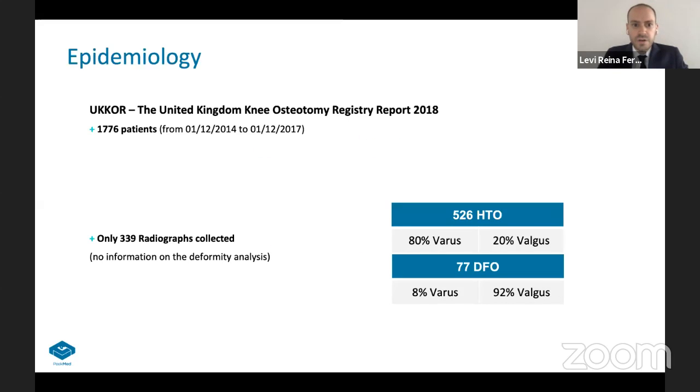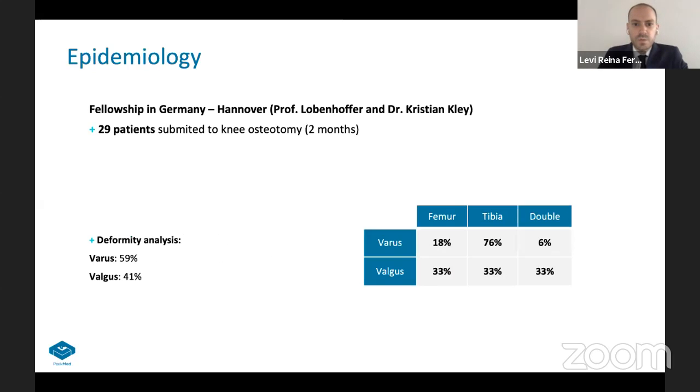The United Kingdom knee osteotomy registry shows us that of around 500 HTOs that are registered, 80% are for varus and 20% are for valgus. Of the DFOs, 8% are for varus and 92% are for valgus. There's no true epidemiological study on the deformities. So in my personal experience, when I was in Hanover in Germany a few years ago, I witnessed around 30 osteotomies around the knee in 2 months.